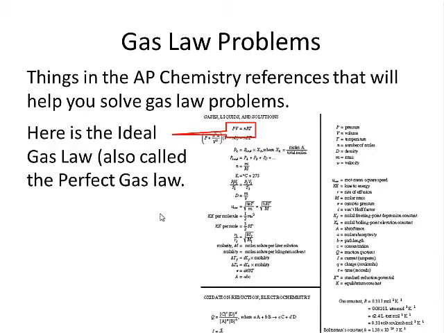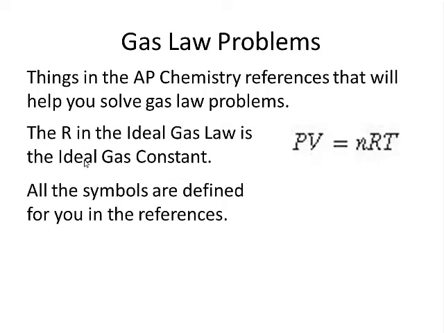So here's something new we're going to deal with today, and this is called the ideal gas law. It's sometimes also called the perfect gas law. Looks like I forgot to close my parentheses there. Okay? So if you look at that, it's right above where the combined gas law is. Okay, it's right at the top of that column. The R in the ideal gas law is the ideal gas constant. And all the other symbols, well, even R is defined for you in the references.